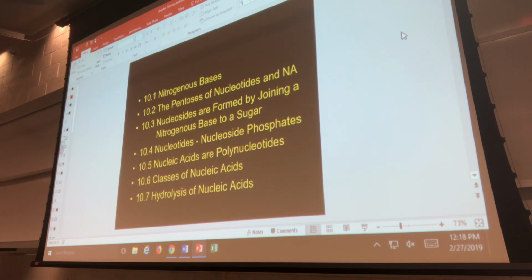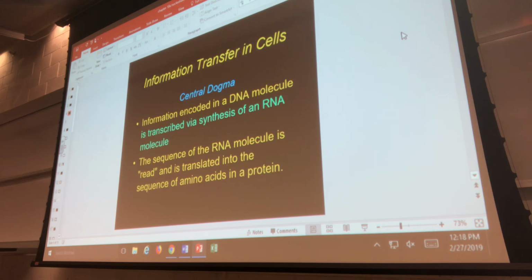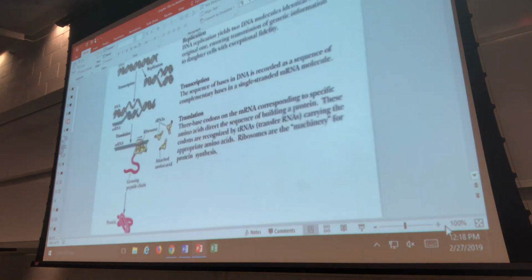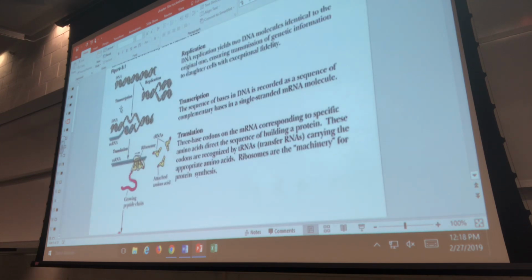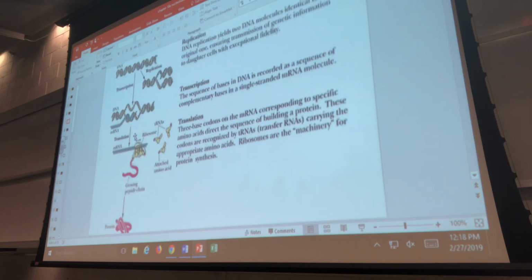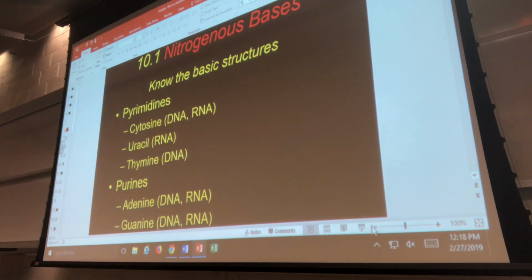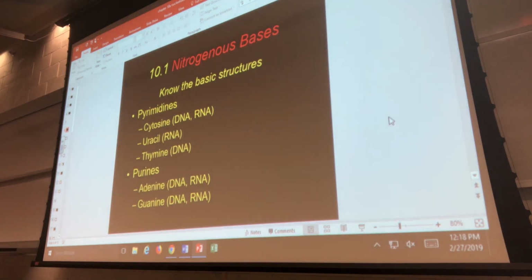So, 10A is talking about the central dogma, first of all, which we already talked about. Here's a different diagram of the central dogma. DNA replication, transcribed into mRNA, and mRNA is translated into proteins. So, first, the components of DNA and RNA are your nucleotides. But the nucleotides themselves are made of sugars and phosphates and these things here, which are your nitrogenous bases.